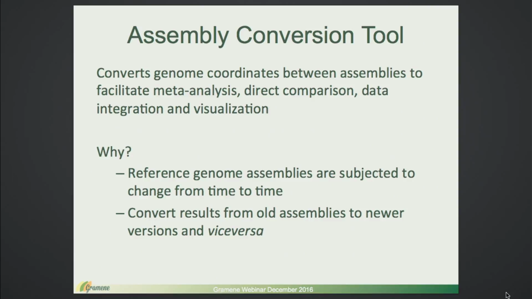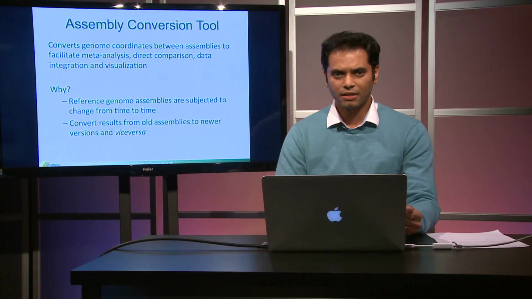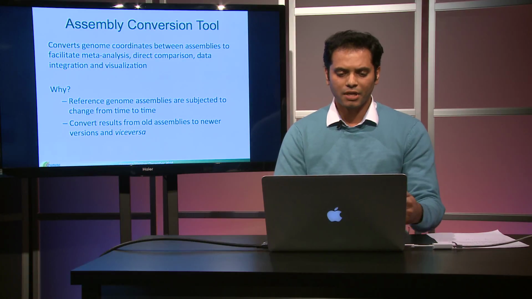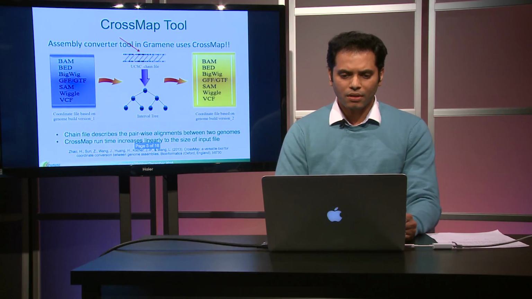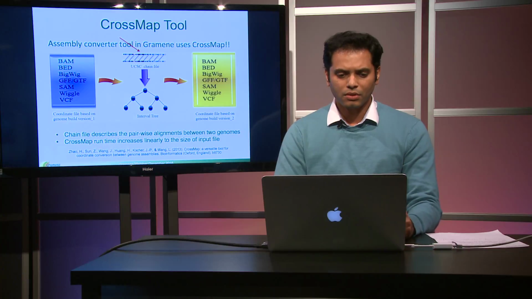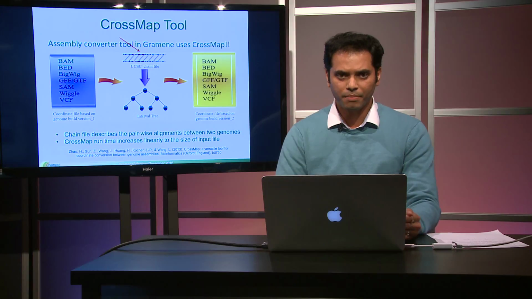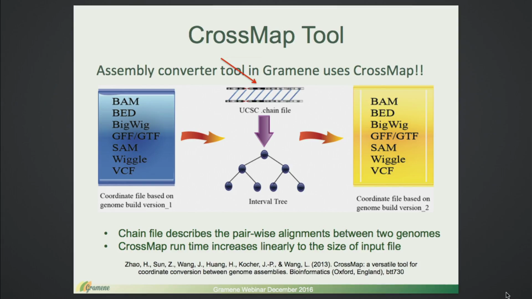Then the question comes, why do we want to use such a tool? As I said before, this kind of tool helps you convert coordinates from older assemblies to a newer one. And we know that nowadays a lot of genome assemblies are being updated, so it becomes very vital to do the conversions from one version to the other. The assembly converter tool that Gramene hosts is underlain by CrossMap. It's an open source tool. You can find the citation below on the slide.